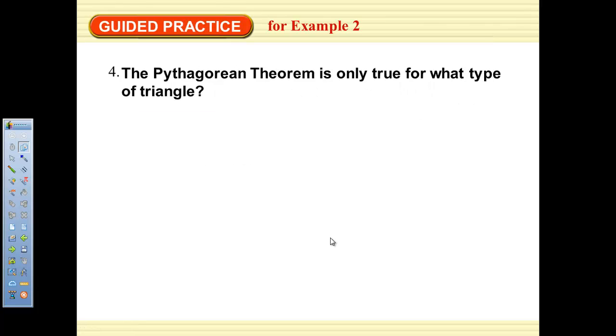And what type of triangle do we use for Pythagorean theorems? I talked about this at the beginning. It's only good for a right triangle.